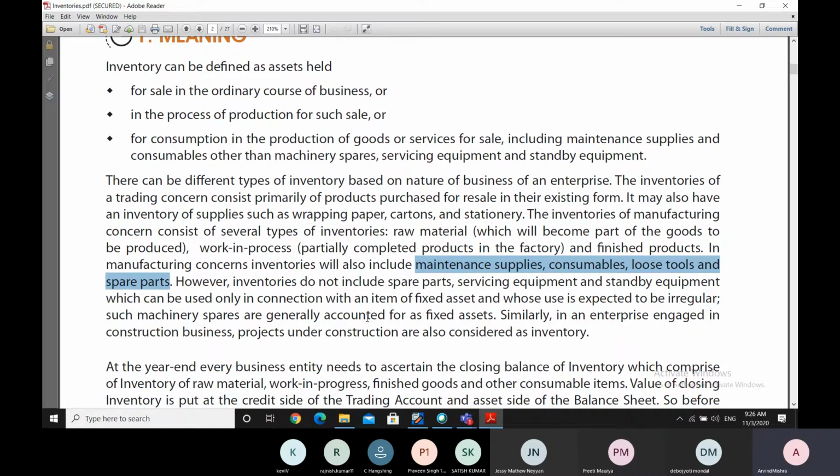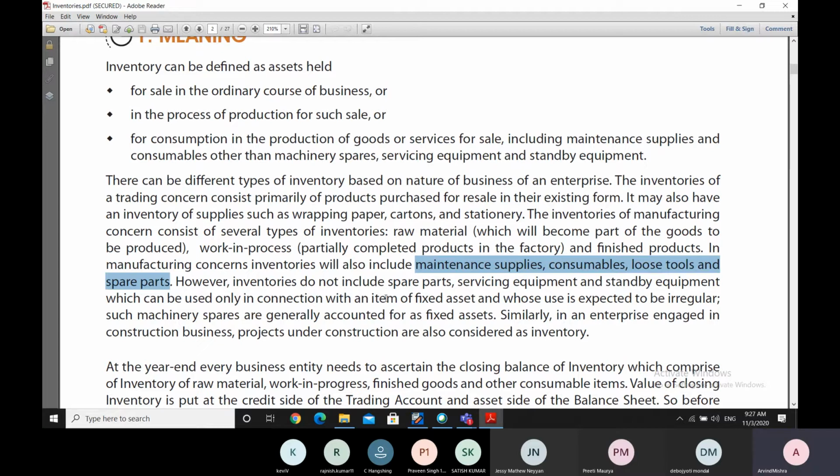So there is a distinction here that something which can be treated as part of a particular fixed asset will not be treated as an inventory, and something which cannot be treated as a fixed asset will only be treated as an inventory in this case, as far as the spare part, servicing equipment and standby equipment are concerned. So the test case over here is that we have to see whether it is being regularly used. Number two, we have to see whether it is being used only for one fixed asset. And we have to also identify whether it should be treated more as a fixed asset or more as an inventory.